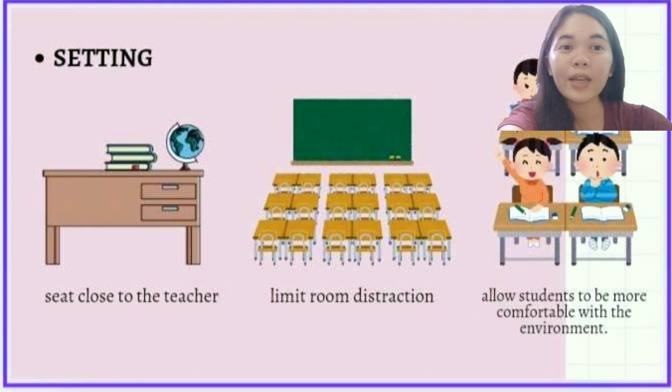So, third example, allow students to be more comfortable with the environment. For example, allow students to choose their seating when appropriate, giving them a sense of control over their environment, so that you can create a more welcoming, inclusive, and comfortable classroom environment that supports student academic and emotional growth.